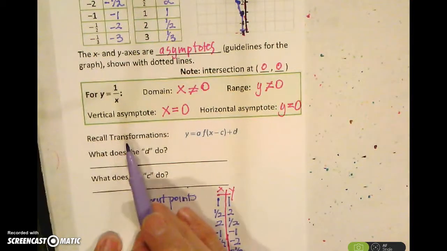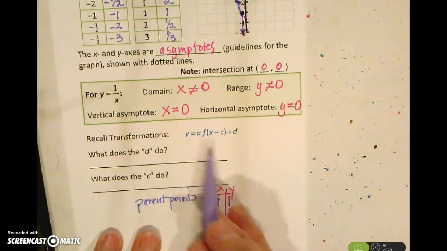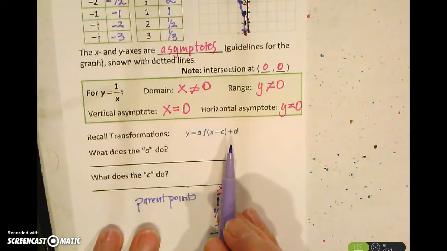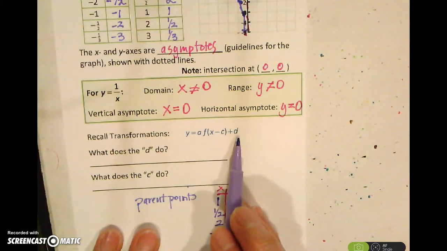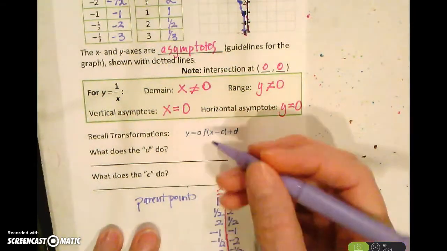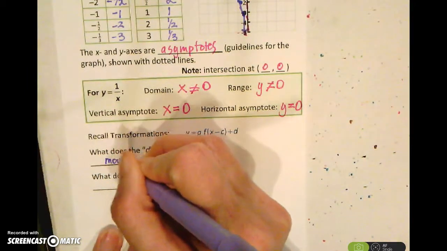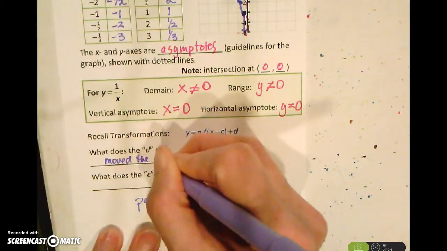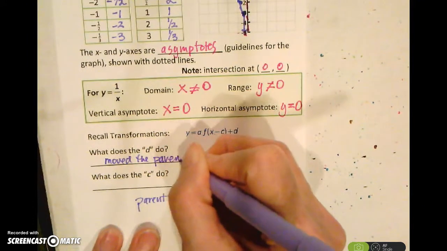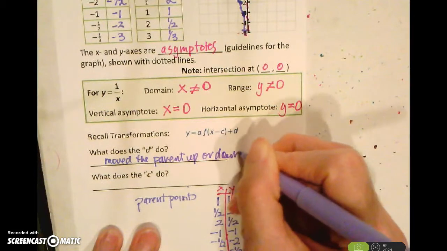Okay, so now let's talk about transformations. Remembering back, way back, when we talked about parent functions, whenever we added a number onto the end of the parent function, what did it do? Well, it moved the parent up or down. I'll put up or down.